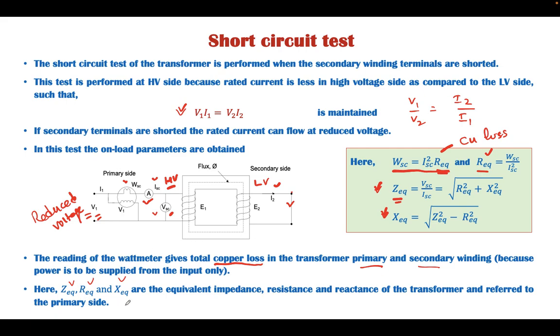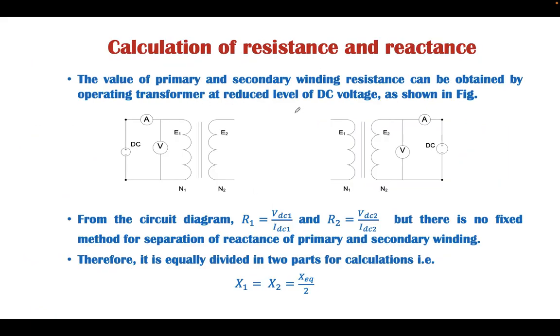Now, by knowing these parameters, another challenge is how we can find out resistance R1 and X1 of the primary winding, then R2 and X2 of the secondary winding. In order to find the resistance and reactance of the primary and secondary winding, first we consider the resistance. To find out the resistance of the primary winding, we need to connect a DC supply at reduced voltage. If the transformer rating is 230 volt, then we need to connect hardly 10 volt DC.